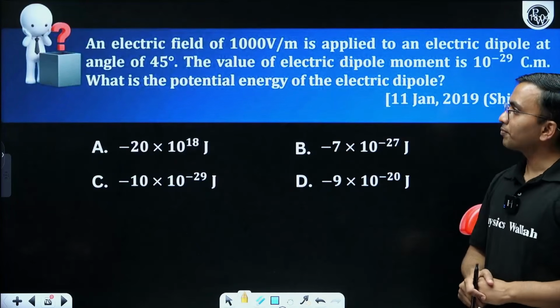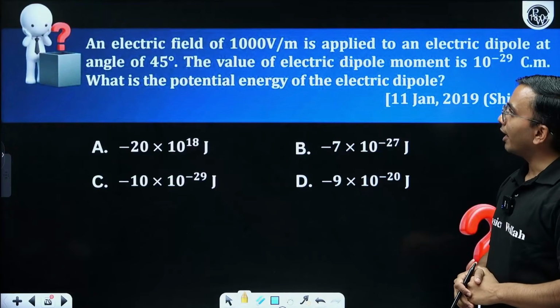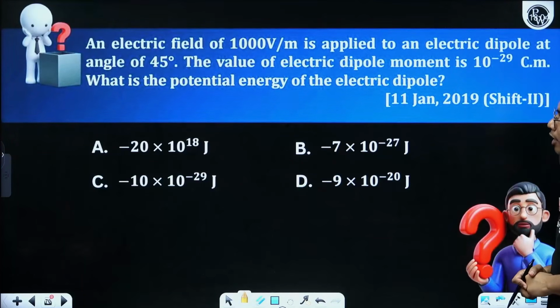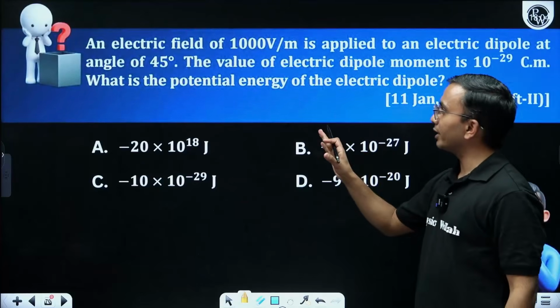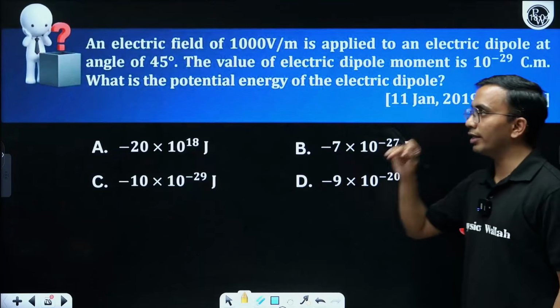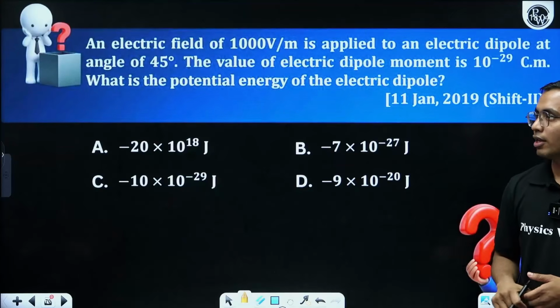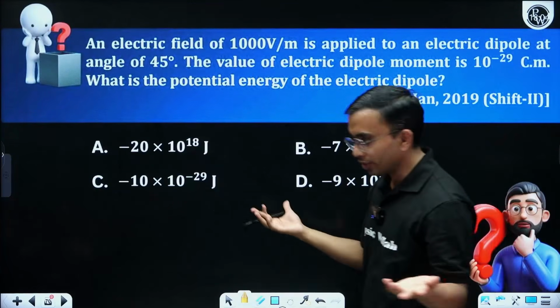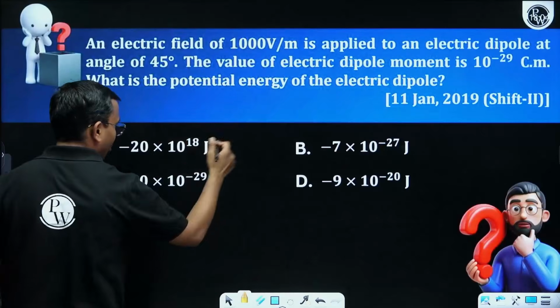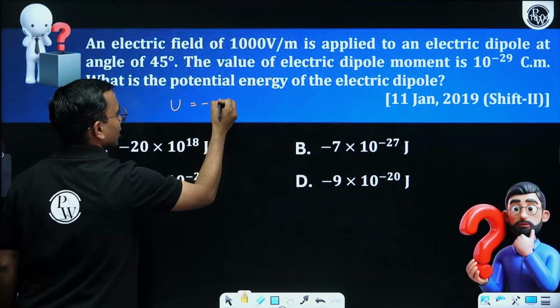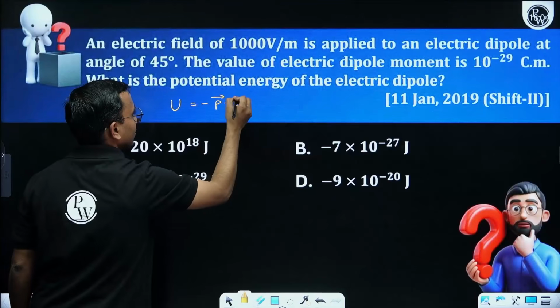Next question. An electric field of 1000 volt per meter is applied to an electric dipole at an angle of 45 degrees. The value of the electric dipole moment is this. The potential energy of the electric dipole is? Now we need to find potential energy. We know the formula of potential energy. We'll write the formula directly. U, that is minus of P dot E. Simple.